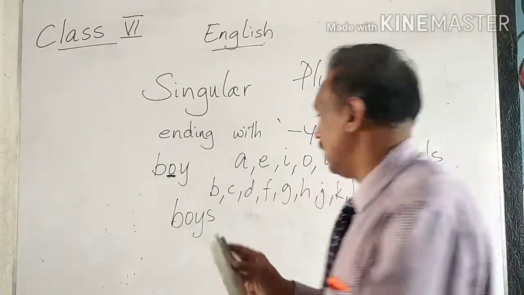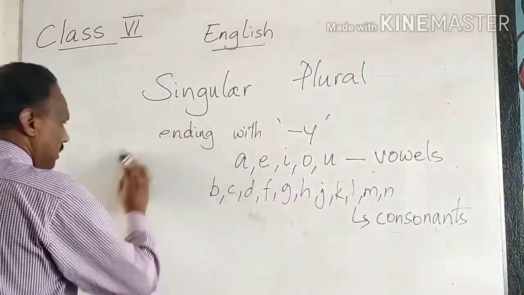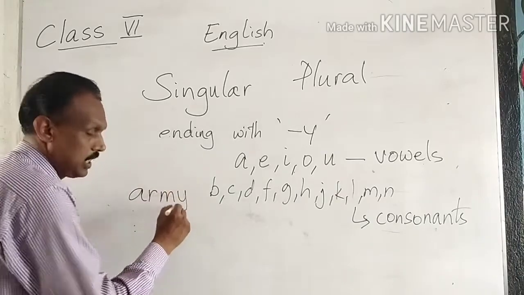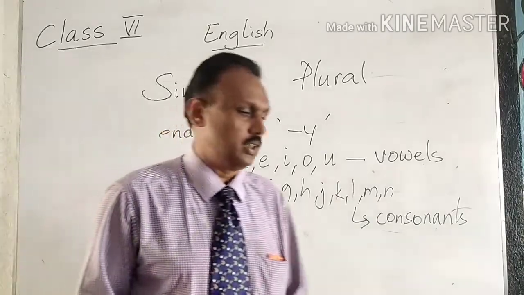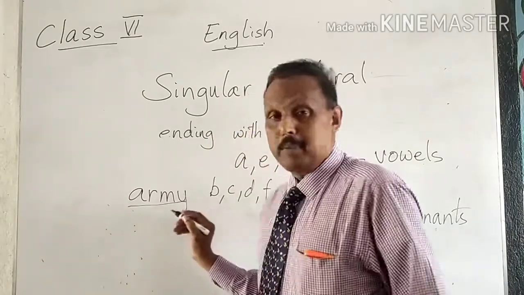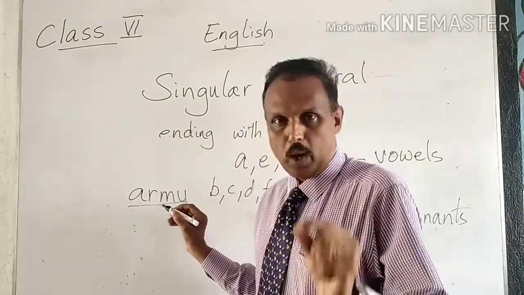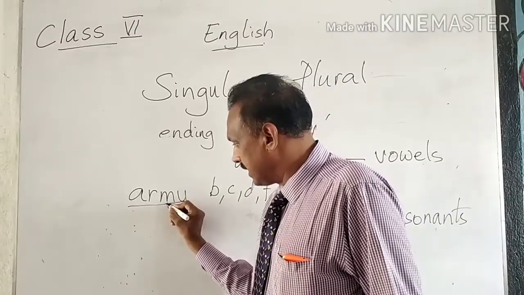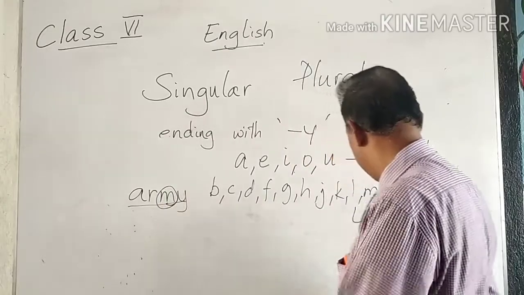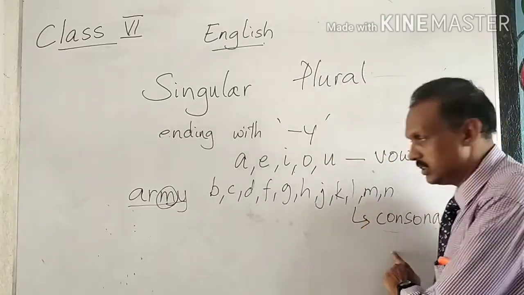Whereas if it is a consonant, what do you write? First you have to identify that. It is not very difficult once you do it by practice. It will come very fast. Now see this one, army. It ends with Y. And what is the letter that precedes Y in army? That is R. Like I told you, it is a consonant.